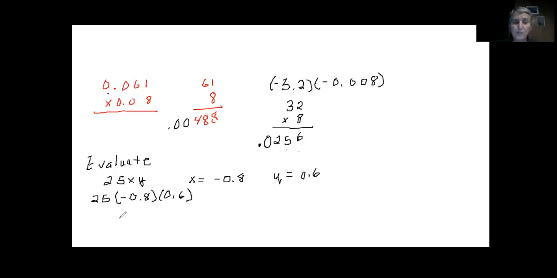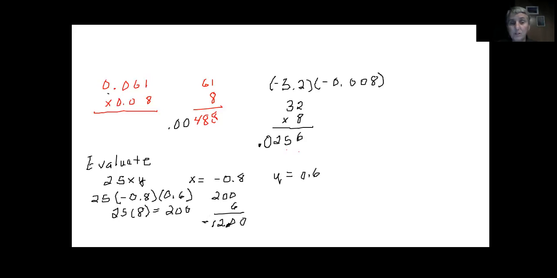Now I'm going to use my same method. I'm not going to worry about the decimal points. I'm going to multiply 25 by 8. 25 times 8 is 200. Pretty simple. Then I have 200 times 6, and I get 1200. Now I have to look at decimal points. There are 2 in the problem, so I need 2 in my answer. So I have 12. Now I have to consider the sign. I have positive, negative, and positive. There's 1 negative that makes the answer negative.